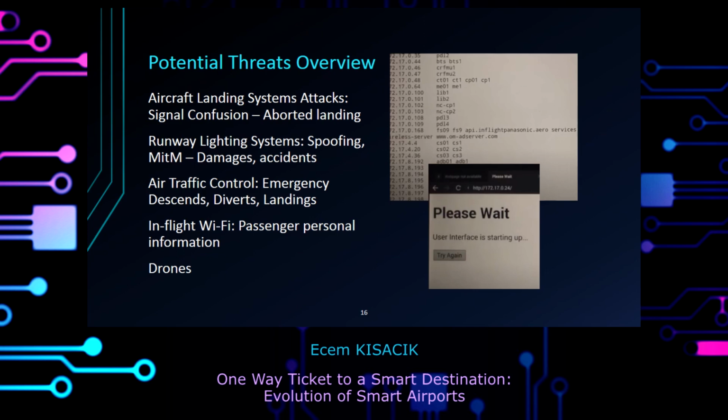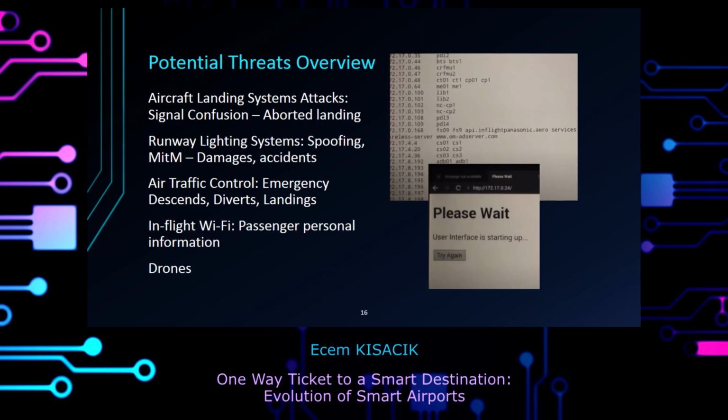And the air traffic control. During a flight, an aircraft communicates with air traffic control stations. Aircraft transmits a signal that carries the flight information. Attackers can spoof the information, spread the wrong flight information, and cause emergency descents, diverts, and emergency landings.